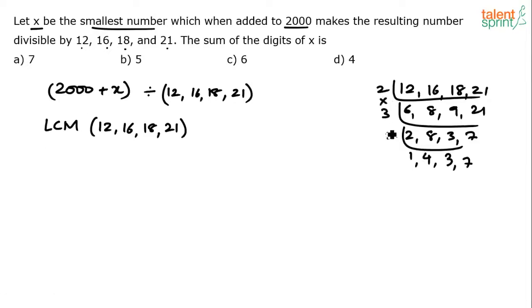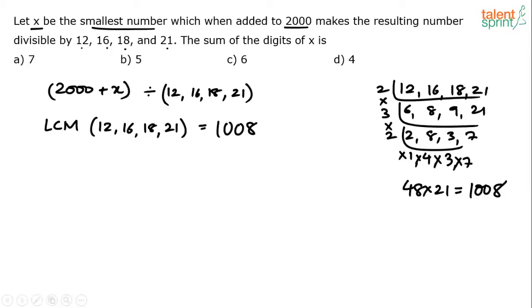So I can say the answer is going to be 2 into 3, 6, into 2, 12, into 1, 12, into 4, 48, 48 into 7 into 3 is 21, right? 48 into 21 is 960 plus 48, 1008. So the LCM of these numbers is 1008. So basically 1008 is the smallest number which is divisible by 12, 16, 18, 21.